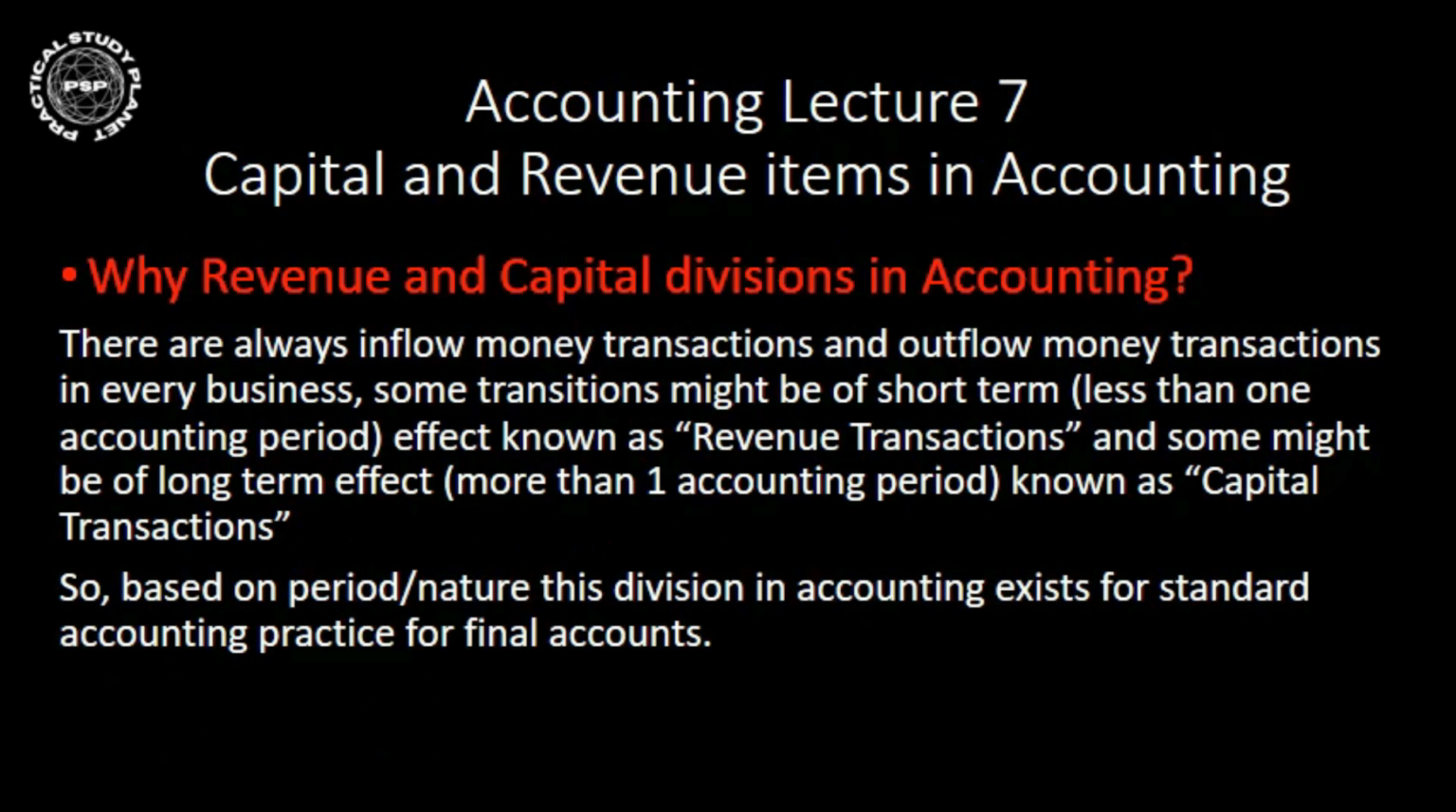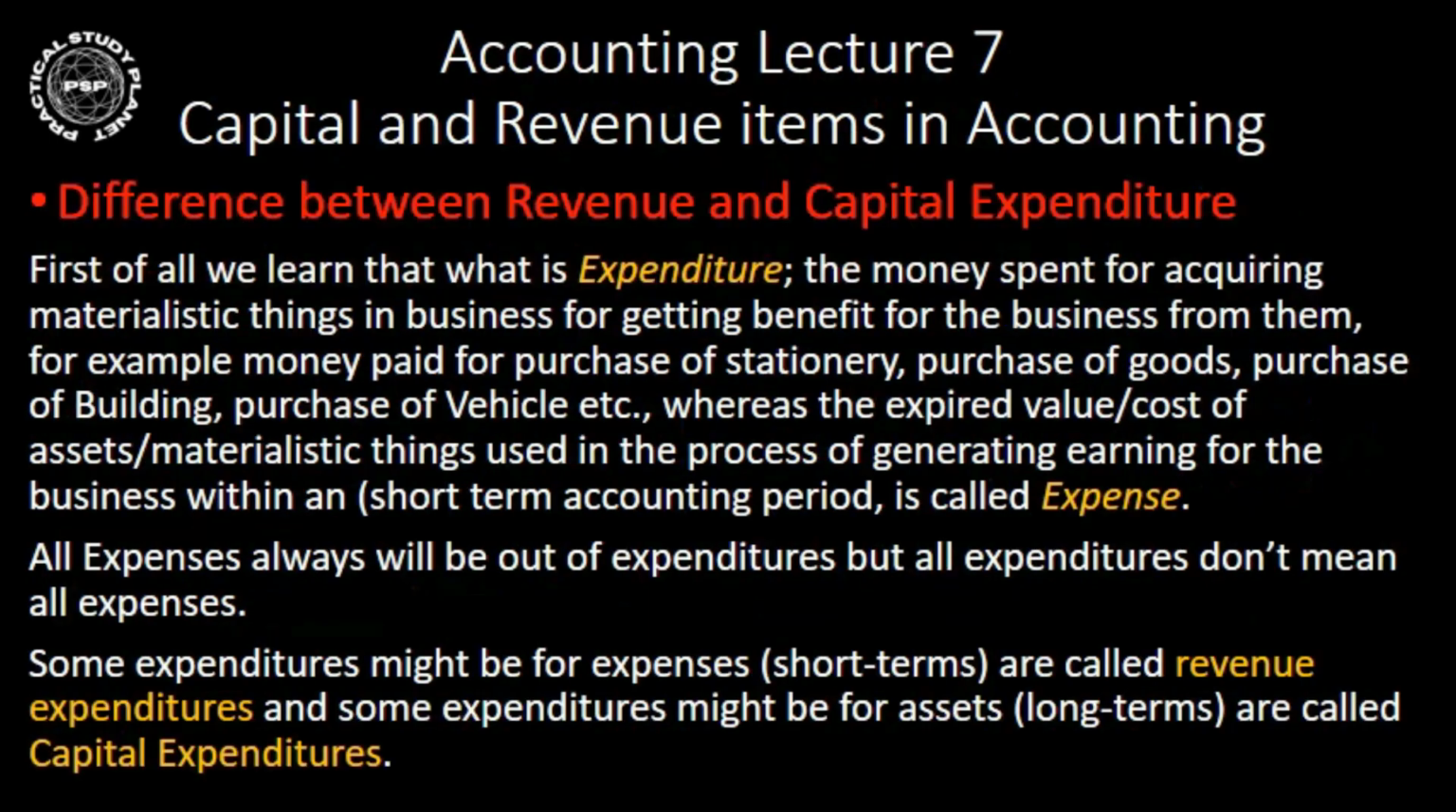First of all, we will learn about why revenue and capital divisions in accounting. There are always inflow money transactions and outflow money transactions in every business. Some transactions might be of short term, less than one accounting period, known as revenue transactions, and some might be of long-term effect, more than one accounting period, known as capital transactions. So based on the period and nature, this division in accounting exists for a standard accounting practice for final accounts.